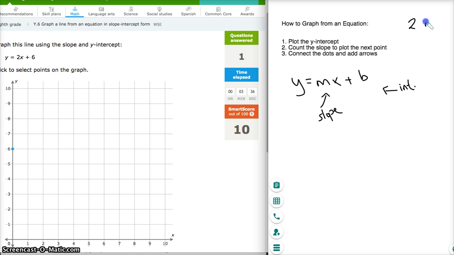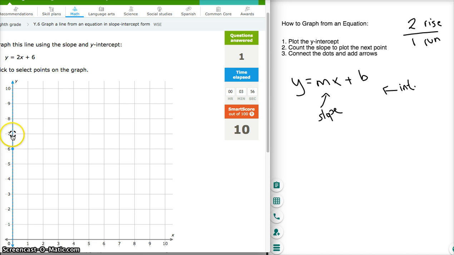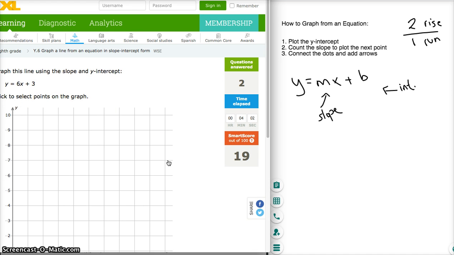But remember, we need a rise and a run. So this is how much we rise, and how much do we run? Well, unless the slope is written in fraction form, we can choose to write it in fraction form by saying 2 is the same as 2 over 1. So that means we're going to rise 2 and run 1. So we're going to start on 6 again, and we're going to rise 2 and run 1. We'll do that and check our work.